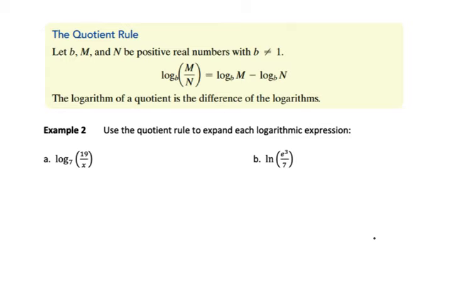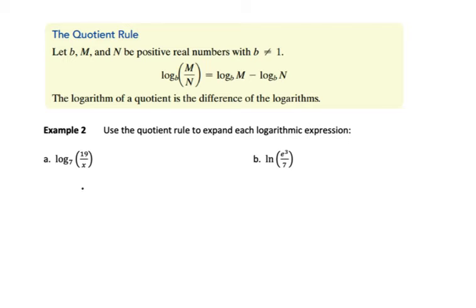Our next property is the quotient rule. The quotient rule states that log base b of m divided by n, or m over n, equals log base b of m minus log base b of n. So we break it up into two separate logarithms and subtract them.